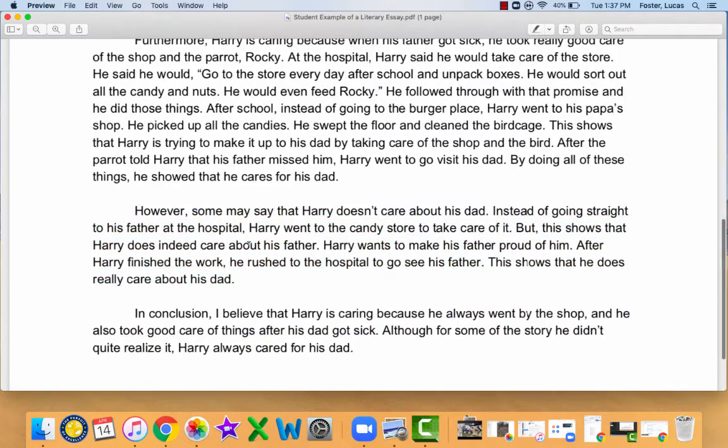This is called a counterclaim. This is going to be a lesson that we're going to take a look at down the road, but basically what the counterclaim does is it offers up some insight to what others may say. Not all of our opinions are right.